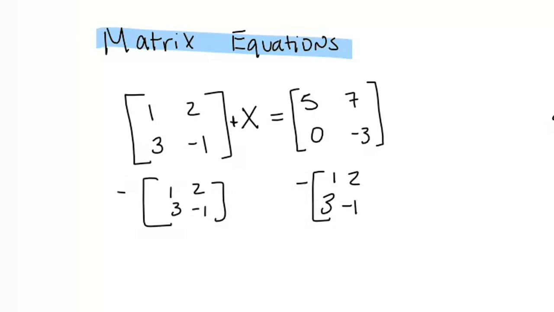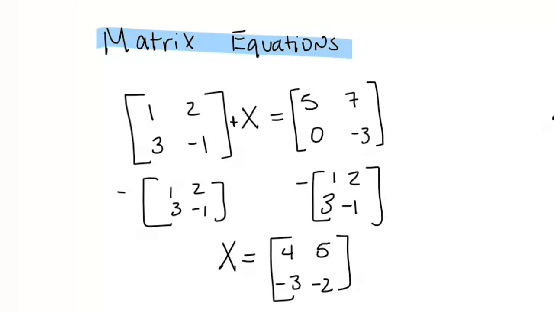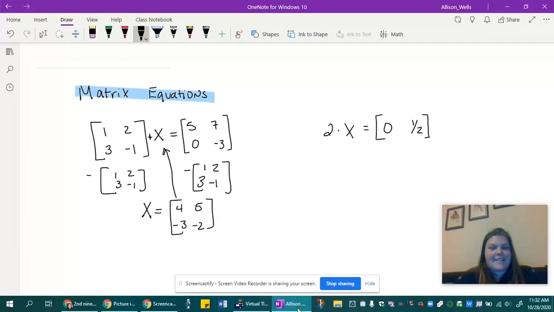And from here, you're going to use matrix subtraction, which we covered in the last video. 4, 5, -3, -2. And a way I can check my work is actually to plug that back in and just make sure that adding these two matrices together is actually going to give me that result.